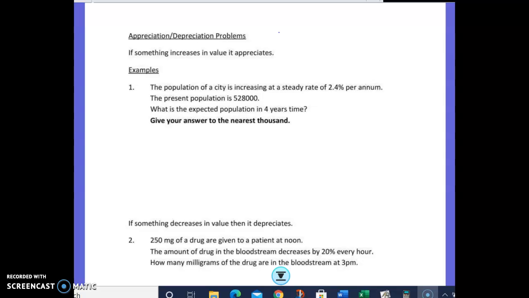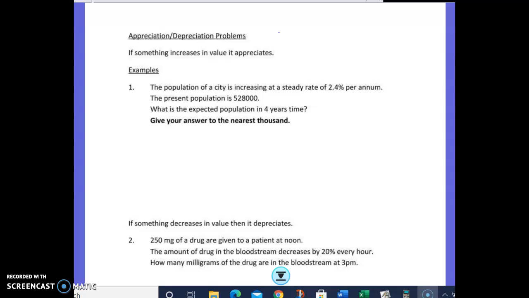I'm going to have a look at appreciation and depreciation problems. Now, appreciation and depreciation problems are very similar to the compound interest questions that we just looked at. They can be done the exact same way, just slightly different wording. And it's not always money in a bank this time. It can be anything that goes up by a certain percentage or down by a certain percentage. Obviously, something appreciates, it's going up in value, depreciates, it goes down in value.